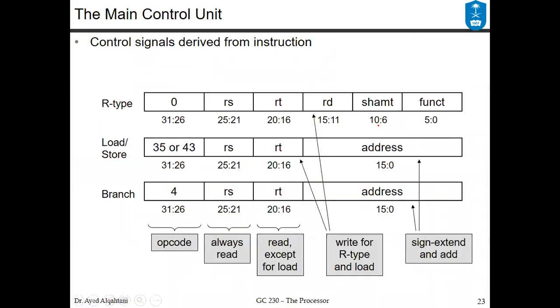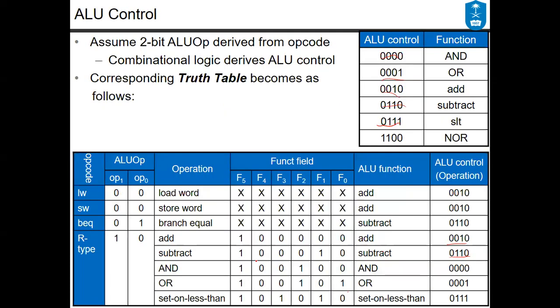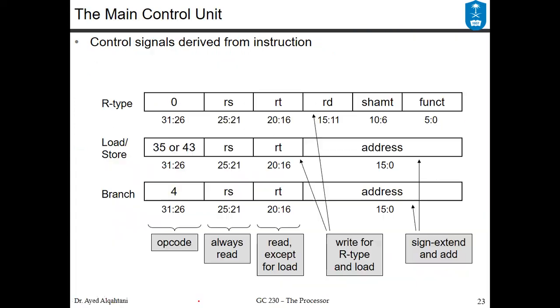Now, just to remind you about the different types of instructions, we have the R type, and here we are focusing only on these: add, subtract, OR, and set less than. The R type will have 0 in the opcode, and it depends on the function field, which is bits 0 to 5.